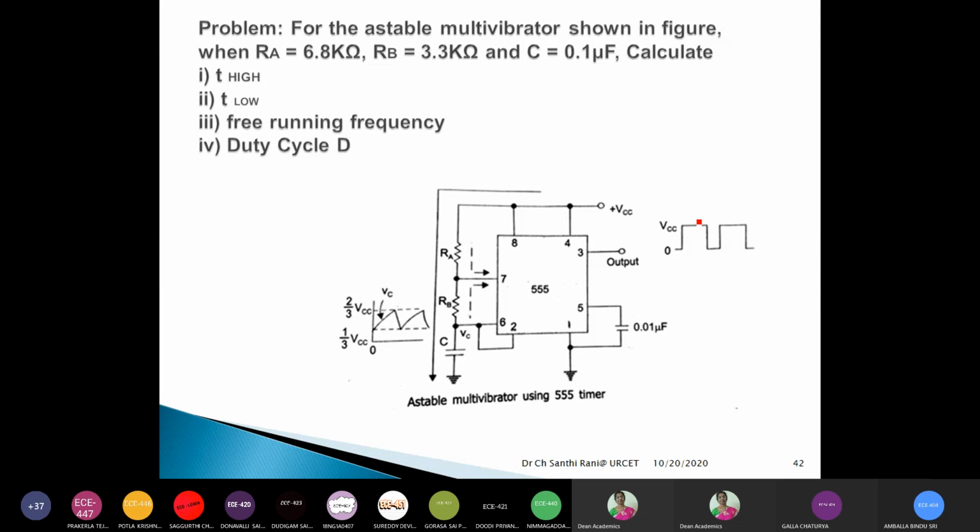All of you, please note down this problem. For the astable multivibrator circuit shown in this figure, RA is equal to 6.8 kilo ohms, RB is equal to 3.3 kilo ohms, and C is equal to 0.1 microfarads. Calculate T high, the high time period, right? And what is T low? Then what is the free running frequency F? And calculate the duty cycle, right?